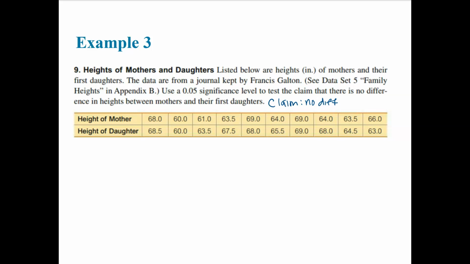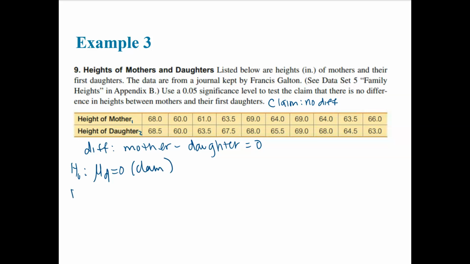So the difference here would be if we were to take the mothers, we'll make that 1 and 2, the mothers and subtract the daughters. If there's no difference, it equals 0. So the difference is equal to 0. So our null is our claim that the difference is equal to 0. And our alternative would be not equal to 0.